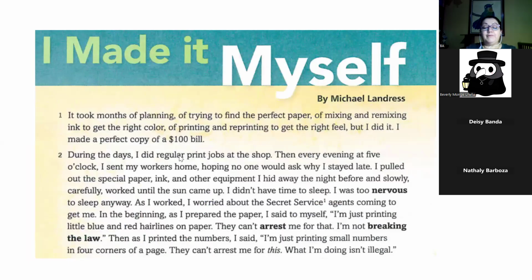What is the order of events? What is the first thing that he did? We are reading paragraph 2 and looking for the order of the events. So what is the first thing that he did? ¿Qué fue lo primero que hizo? Planning how to print the money. Planning. First thing is planning how to print the money. Okay. What is the second thing that he did?